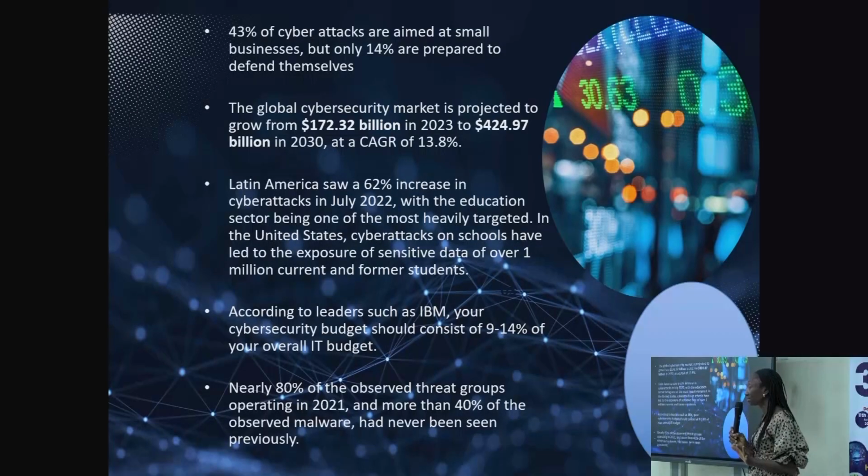According to leaders such as IBM, your cybersecurity budget should cost 9 to 14% of your overall IT budget. Okay, there's this one, the first one that will interest us: 43% of cyber attacks are aimed at small businesses.